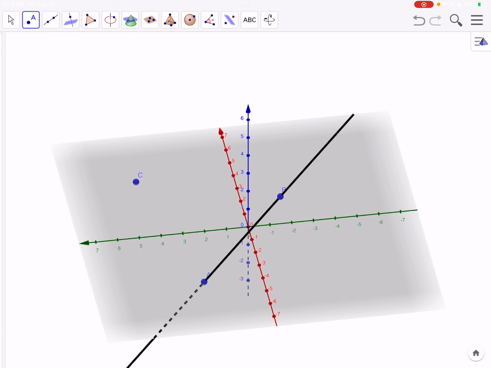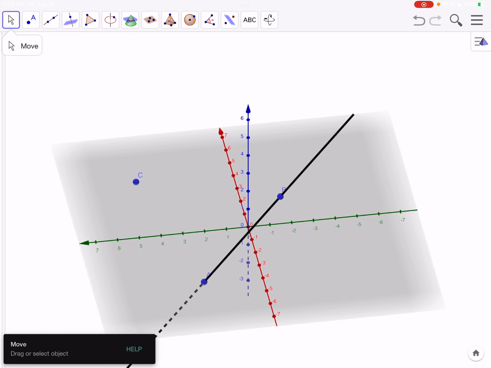So let's put a third point over here, point C. Are A and C collinear?